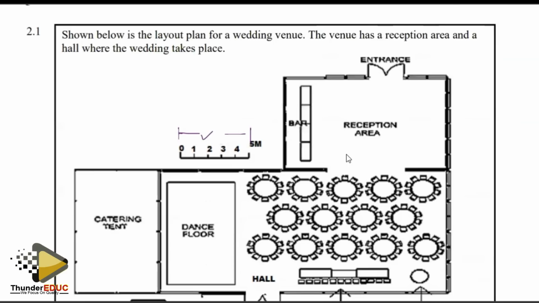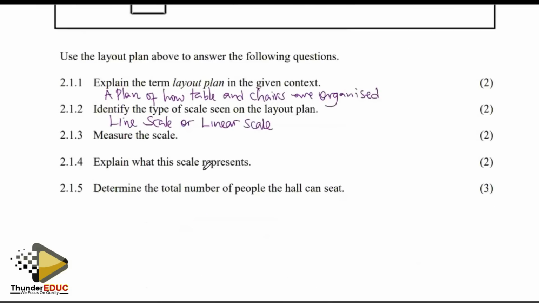When you measure the scale, I for one got 30 millimeters. And I measured this, simply meaning they're asking you now, measure the scale. We shall have different answers according to our rulers. Then explain what the scale represents. So now you've got 30 millimeters, which means 30 millimeters on paper.